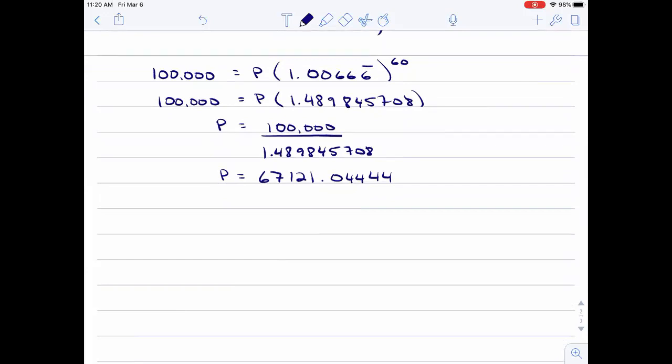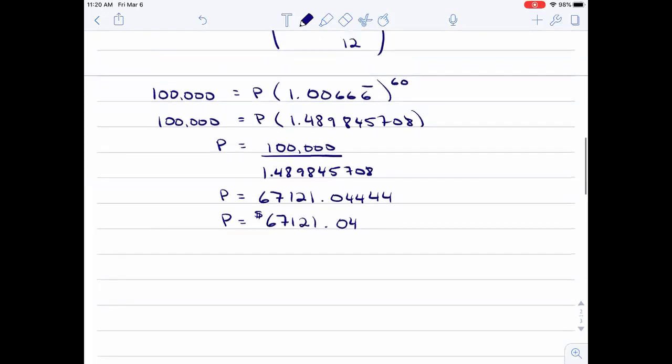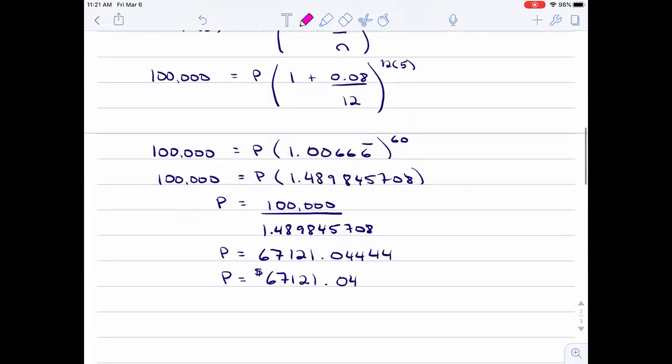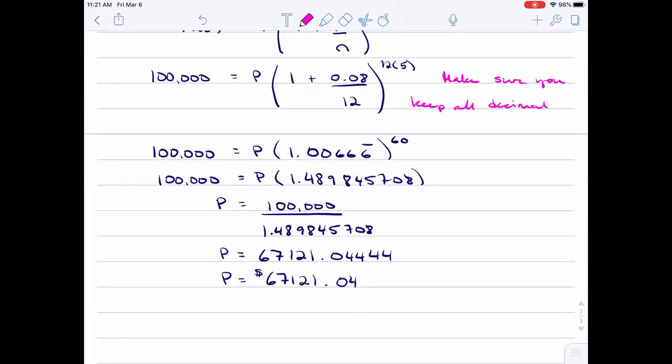Because this is money, I want to round to 2 decimal places, right? We can only have 2 decimal places for our pennies. So 0.04. Okay. So one thing I will say here is make sure you keep all decimals in your calculator.